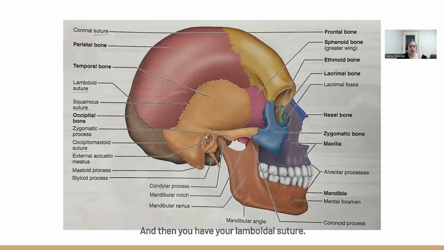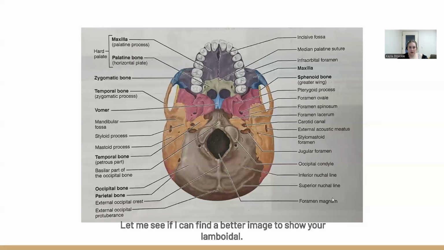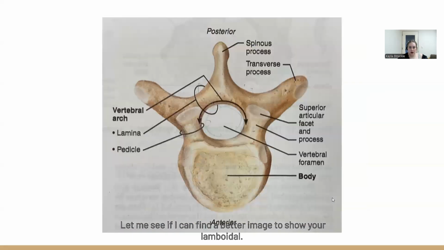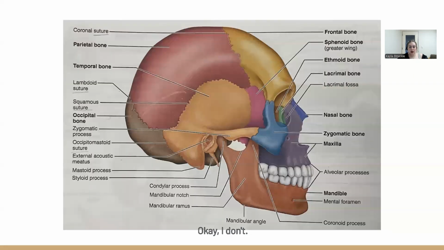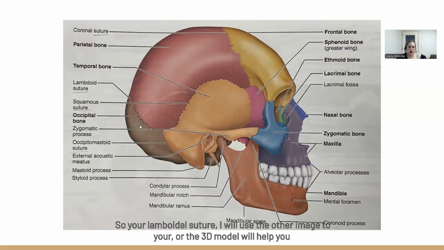And then you have your lambdoidal suture. Let me see if I can find a better image to show your lambdoidal. Okay, I don't. So for your lambdoidal suture, the 3D model will help you visualize it. Lambdoid means triangle or triangular, and so from the back, it looks a little bit like a triangle, and that is connecting your parietal and your temporal bones to your occipital bone, which is the very back of your skull.